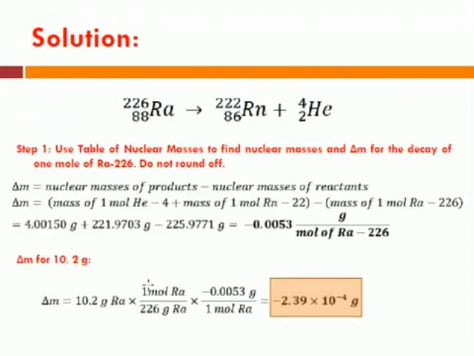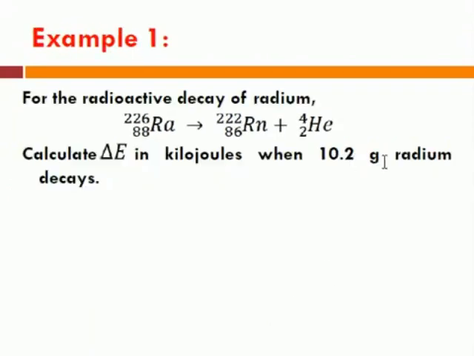So, 10.2 grams Ra. In 1 mole of radium, we have 226 grams. Then, multiply to negative 0.0053 grams per 1 mole of Ra. Grams of Ra cancelled out, mole of Ra cancelled out. So, the unit will be in grams. We have delta M equal to negative 2.39 times 10 raised to negative 4 grams. So, that will be the change in mass for 10.2 grams radium.